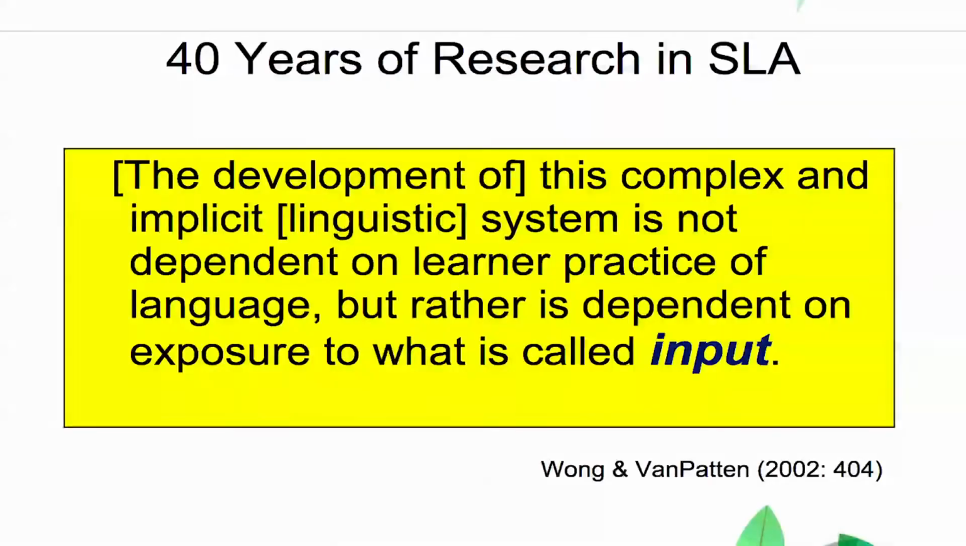Here is additional evidence that I think fits very nicely with what I said earlier on. This one is from Wong and VanPatten. They summarize 40 years of research, and I would go for this wholeheartedly. Let us read this together. The development of this complex and implicit linguistic system, that's the final goal, the ultimate goal of language learning, in my opinion, is not dependent on learner practice. Learner practice here, I think, refers to practicing the language, but rather is dependent on exposure of what is called input. So that is one piece of quotation.